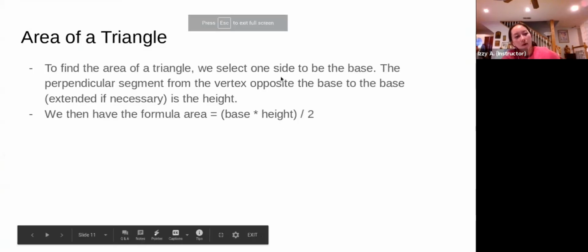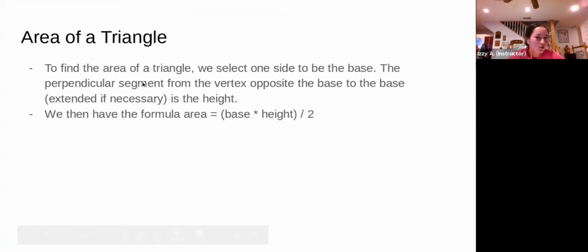And next we're going to learn about the area of a triangle. To find the area of a triangle, we select one side to be the base, and the perpendicular segment from the vertex opposite the base to the base, extended if necessary, is the height. This is a bunch of words, but I think we all know what the area of a triangle is, or we have at least maybe come across it.